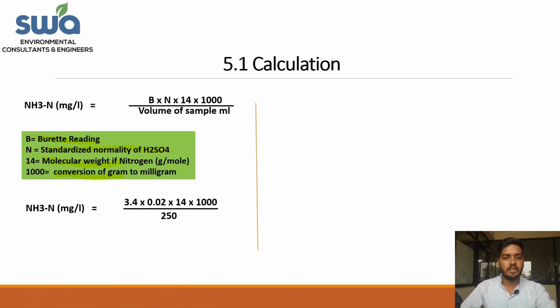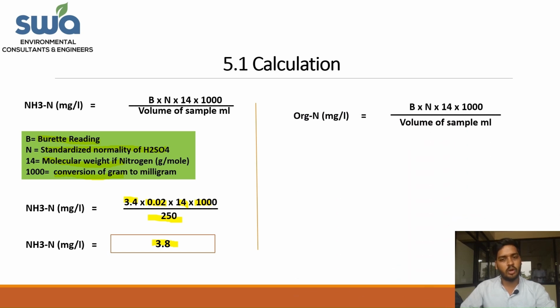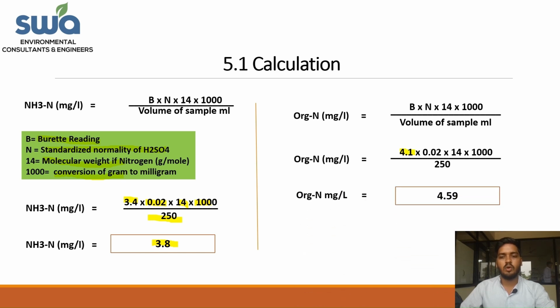Now if we apply the values to this formula, the answer comes as 3.4 multiplied by 0.02, which is the normality, into 14 into 1000 divided by 250, which is the sample volume we have taken. So the answer will be 3.8 milligram per liter for ammoniacal nitrogen. The same formula applies for organic nitrogen also, but here the burette reading will be different. For organic nitrogen we got the burette reading 4.1. So the answer will be 4.59 milligram per liter. So this was the calculation of ammoniacal nitrogen and organic nitrogen.